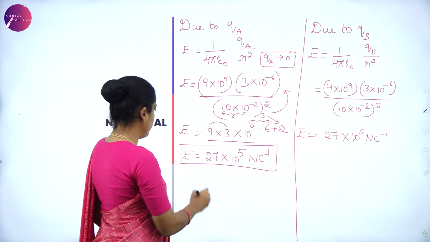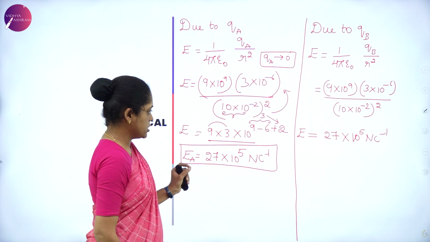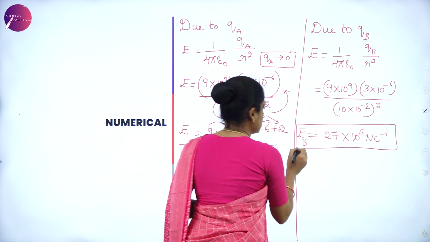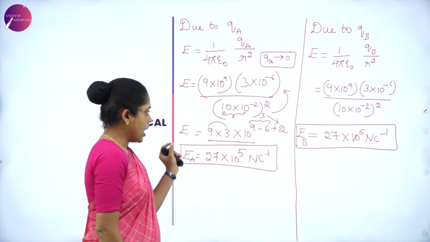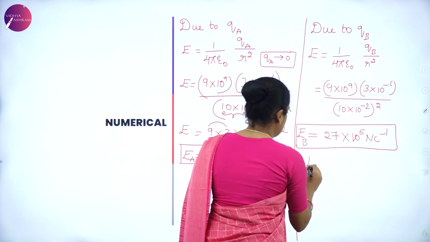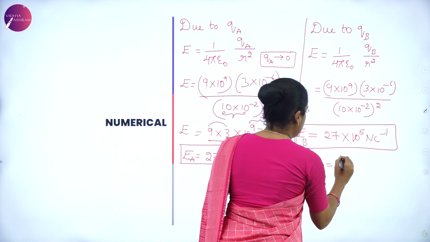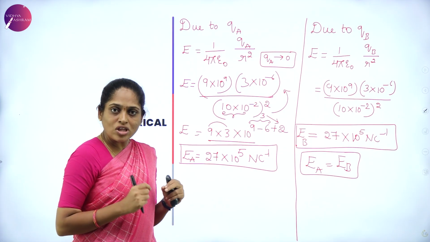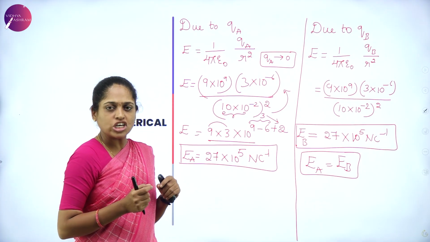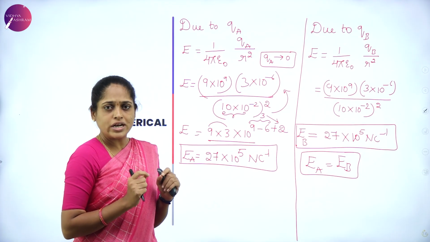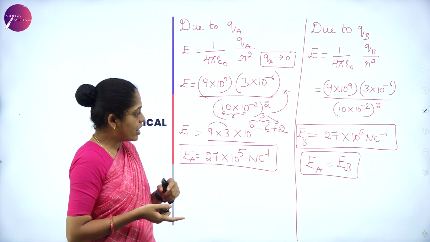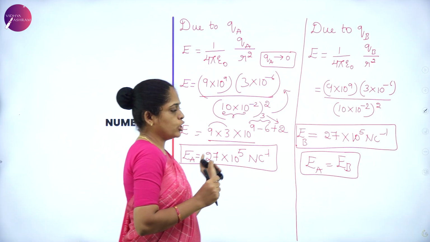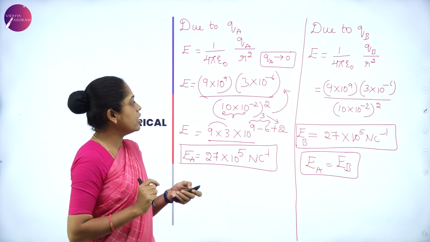So this is the electric field due to charge placed at A, and this is the electric field due to charge placed at B. Now EA and EB are equal. Yes. So we have found the electric field due to individual charge at point O, that is midpoint. Now I need to find the resultant electric field. That is the electric field due to these two. What is the resultant electric field?